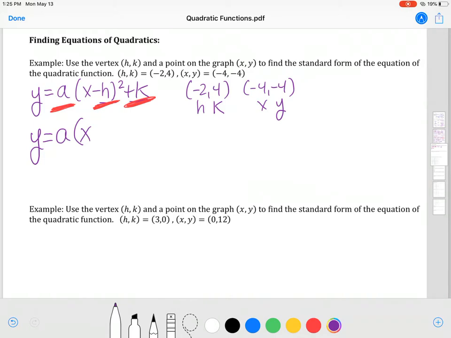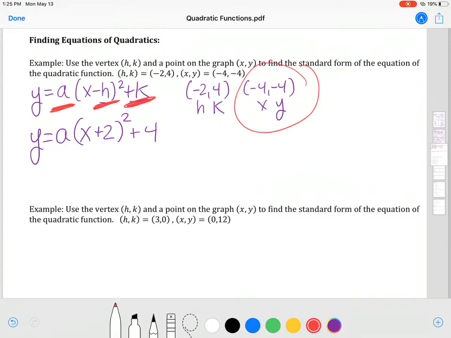h is -2, so since there's a negative in the formula, I'm going to have a double negative, which is going to make this a +2. And then my k is 4. So the only thing left I have to find is my value of a. Now, the second piece of information that they give us, this point right here, is going to help us find our a. All we have to do is plug that in for our x and y, and we can figure out what a is.